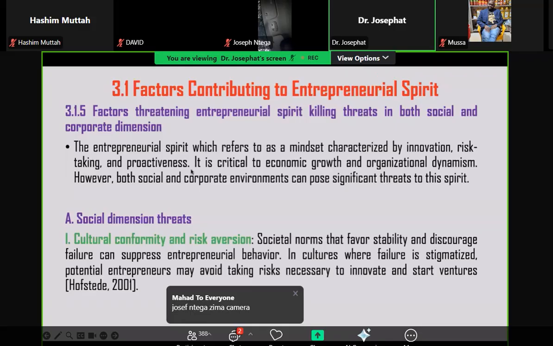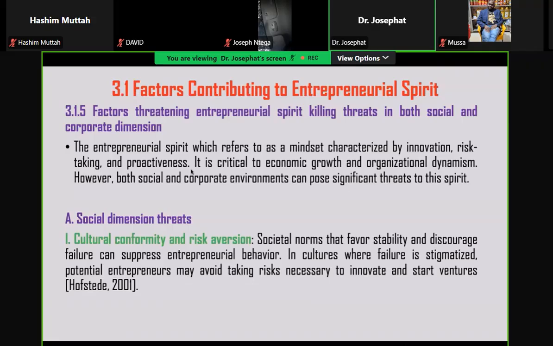Under this, we mean that entrepreneurial spirit refers to a mindset characterized by innovation, risk taking, and proactiveness. It is critical to the economic growth of any organization. However, both the social and corporate environments can pose a significant threat to this spirit. So how do we develop entrepreneurial spirit? We have some threats, and they can be social as well as corporate.